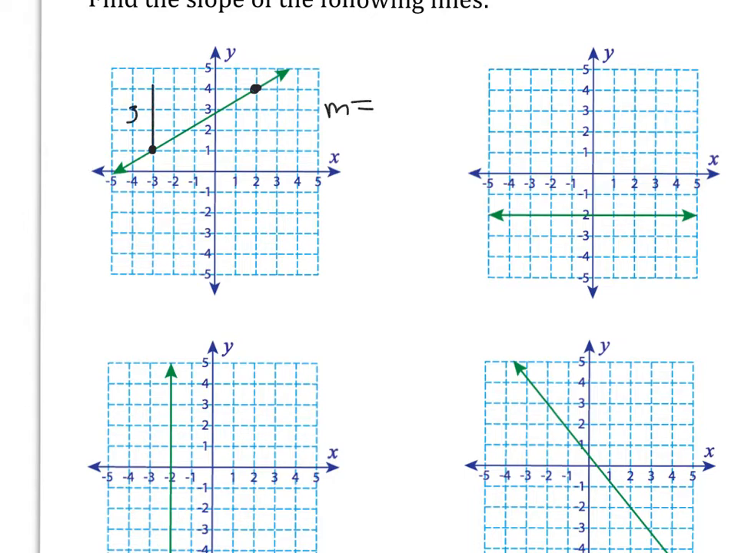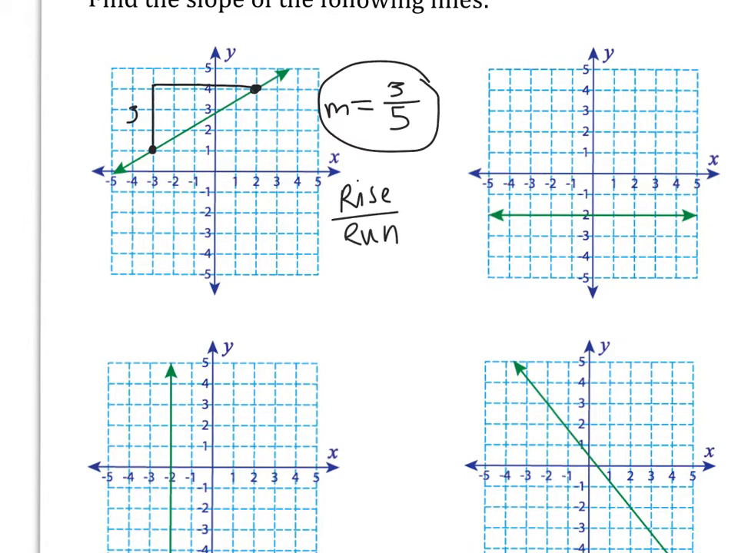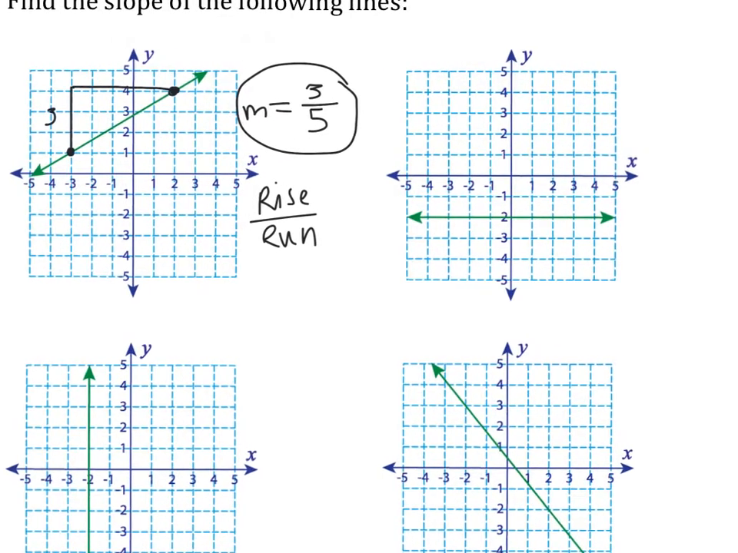So m equals rise over run. So I rose 3, and now I'm running straight across to get to the next point, which would be 1, 2, 3, 4, 5 spots. So my slope is 3/5. Again, slope is rise over run. Let's look at the next example.